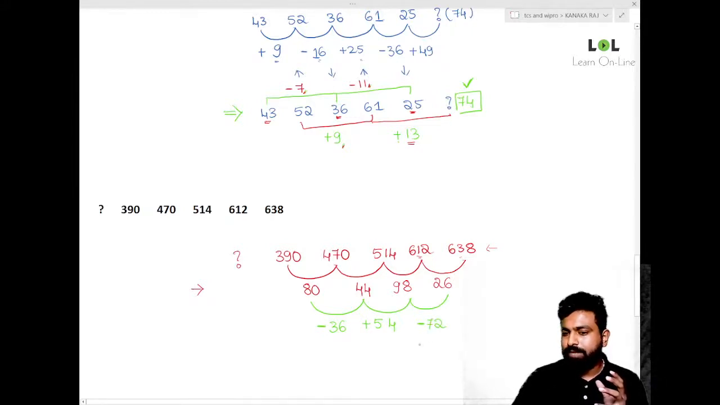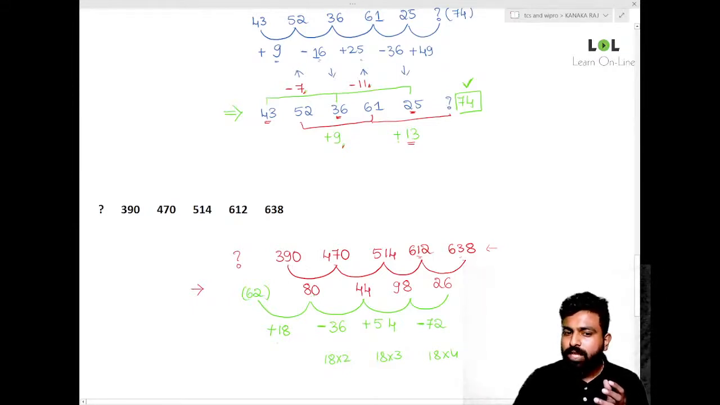28 plus 72. If you people know 18 table, you can easily tell that this is 18 into 2. This is 18 into 3. This is 18 into 4. So what should have been this difference here? This difference here should have been 18. So what should be the sign? Plus. So this number plus 18 should give you 80. So what is this number? 80 minus 18 is 62.